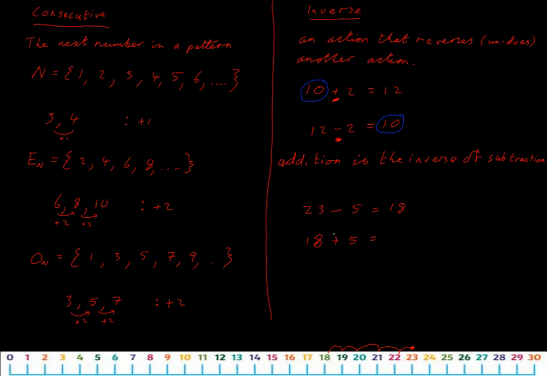They undo each other. So if I start at 18, and I want to get back up to 23, I'm going to need to add 5. 1, 2, 3, 4, 5. And I end up back at 23 where I started. So this is the idea of an inverse.